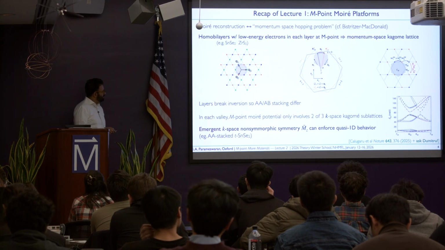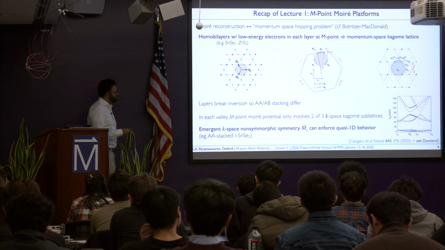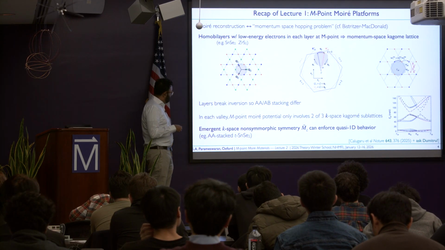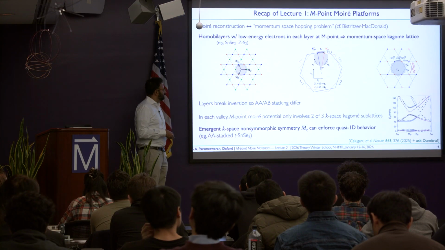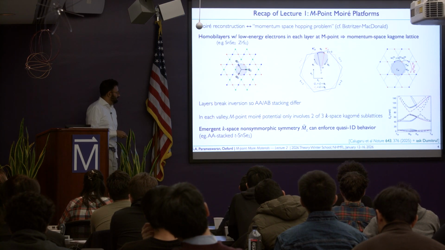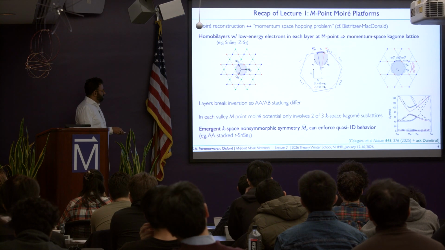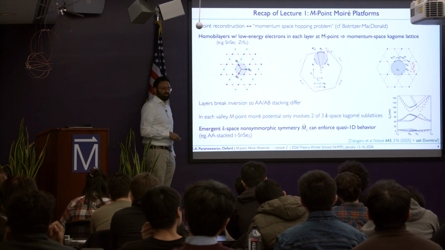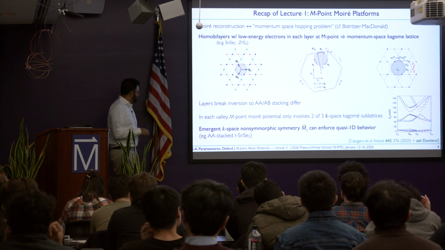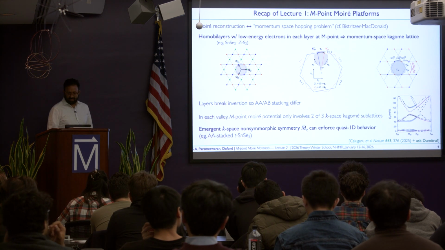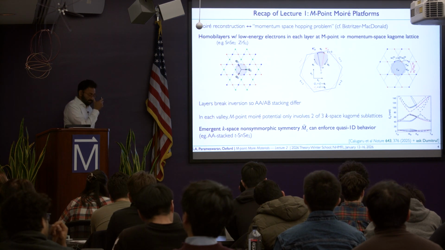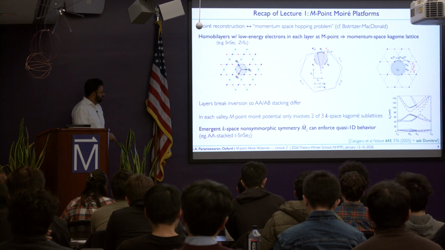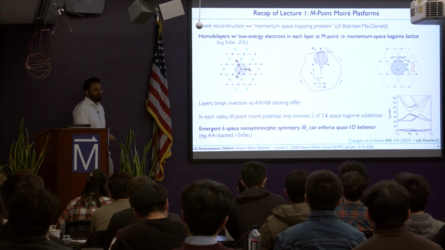I'll remind you what I said yesterday, which was that because the layers break inversion, the AA and AB stackings differ. And we had this picture where at each valley, the moiré potential only involved two of the three Kagome sublattices. What I pointed out was that there's this emergent K-space nonsymmorphic symmetry that in certain circumstances can enforce quasi-1D behavior. The example I gave was this AA stacked twisted tin diselenide. So this is one example of a material where you get this certain kind of quasi-1D dispersion.